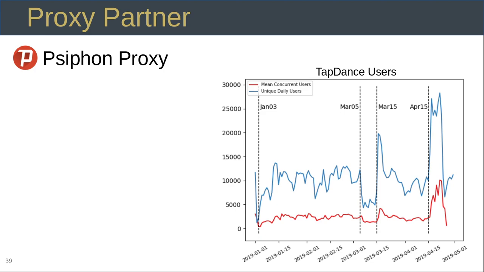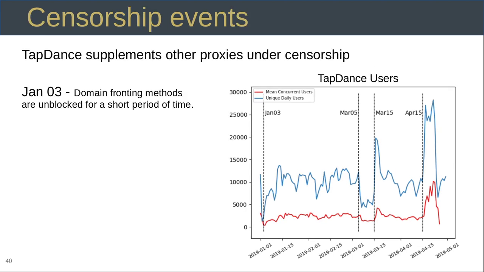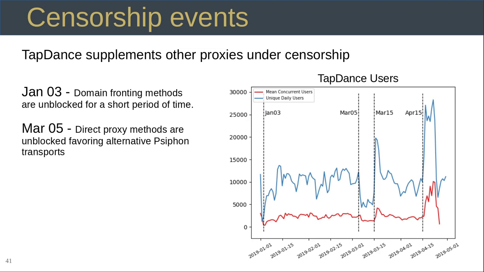And there were some interesting events throughout that time. So on January 3rd, some domain fronting methods were unblocked for a short period of time in a censoring country, and the number of users that chose Tapdance in the Psiphon system dropped because domain fronting was quicker to connect to. That was only for a short time though, so those users came back to Tapdance when those methods were reblocked. On March 5th, some direct proxying methods were unblocked, and again, this was quicker to connect in a direct proxying method. So again, Tapdance saw a decrease in the number of users that were showing up in the Psiphon proxy.